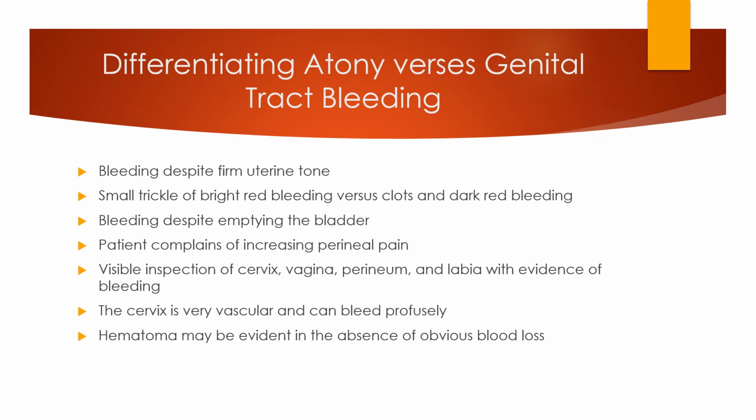So you want to visually inspect the cervix, vagina, perineum, and labia for evidence of bleeding. And if you can't see it and the provider's gone, they need to come back and evaluate this patient. The cervix is very vascular and can bleed profusely. Hematoma may be evident in the absence of obvious blood loss. And again, this is where you're going to start seeing changes in your vital signs. The patient's going to get tachycardic first. They're going to drop their blood pressure. If they've lost over 1,000 mLs, they're going to start dropping their blood pressure. And once the blood pressure drops, your patient's really hypovolemic. So you have to remember that too.